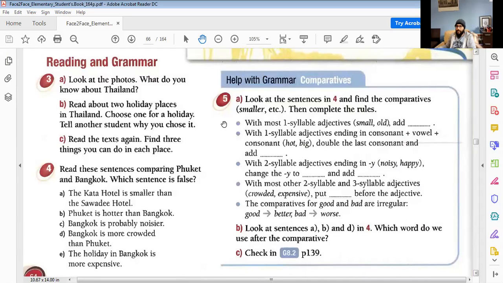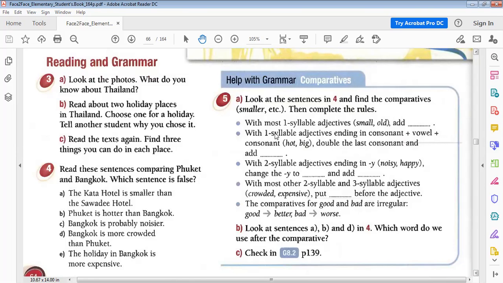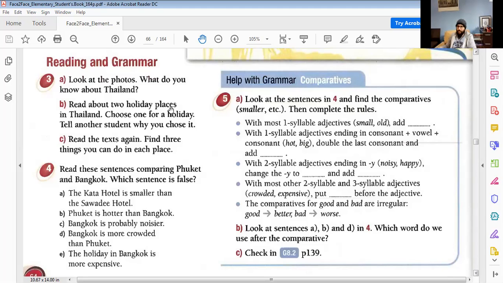So the first rule is if you have a one syllable word, for example, like small, old, new. All you need to do is just add ER. If the one syllable word has consonant plus vowel plus consonant in the end, for example, hot, consonant, vowel, consonant, big, consonant, vowel, consonant. It's the same thing. You also need to use ER, but you also double the last letter. So there's a small spelling rule here.